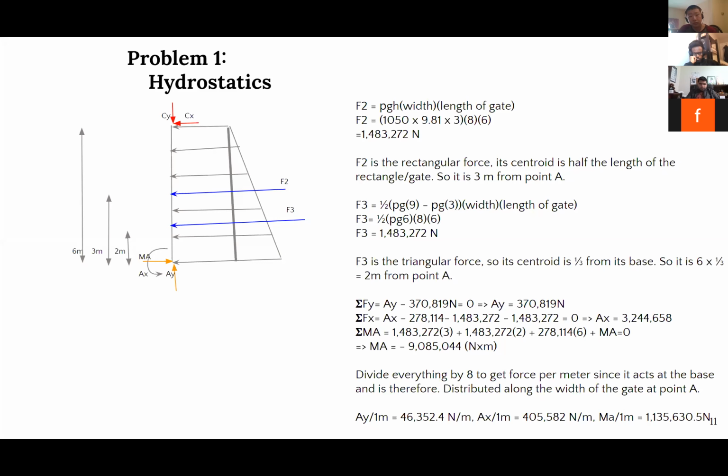As for the distances of these forces, F2 is provided by the rectangular prism, so it'll be located at the rectangle centroid. That's half the length of the gate, so it would be 3 meters from point A. And since the triangular force is at the centroid, or 1/3 from the base, it would be 1/3 times 6 meters away from point A. So that would be 2 meters.